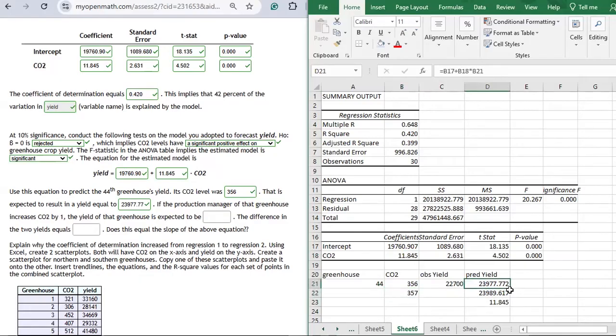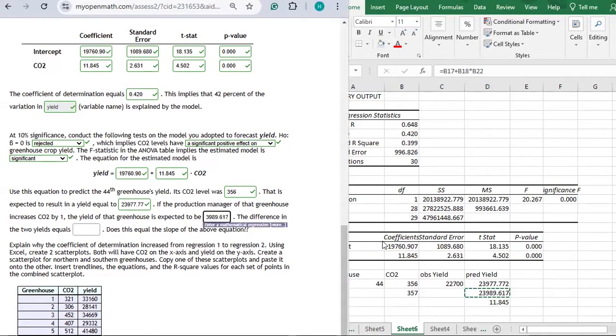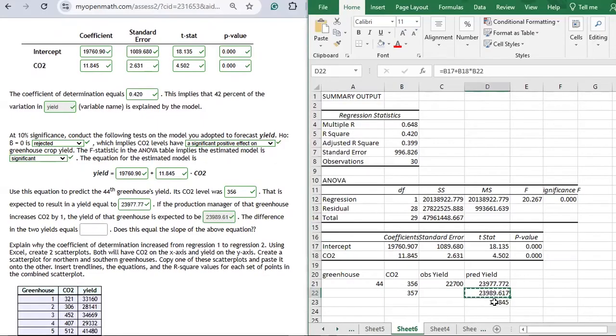And that results in a predicted yield that is 11.845 higher when the CO2 is 357 relative to 356. And this difference is equal to the slope. The expected yield, or the predicted yield, when the CO2 is 357 is going to be that value, right? The difference in these two yields is the value of the slope, or the difference in those two, right? Either one works.